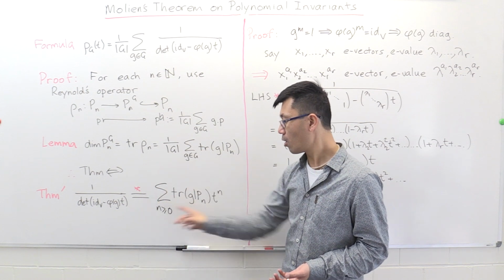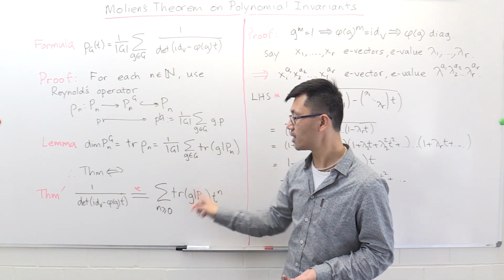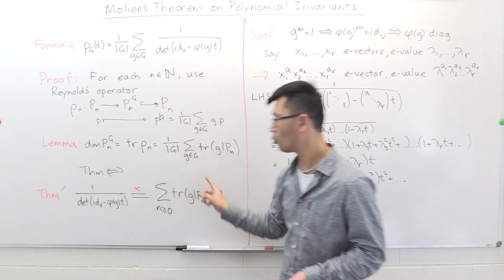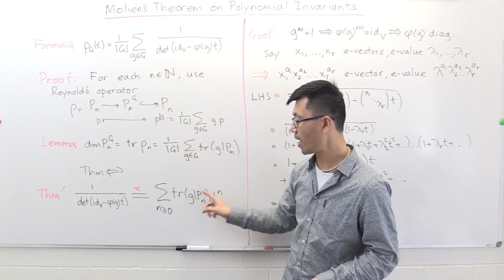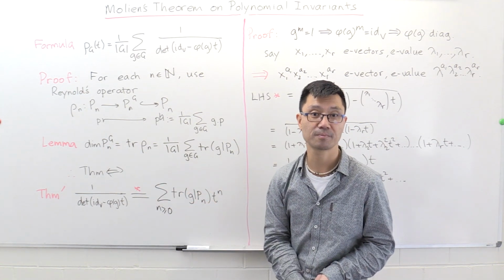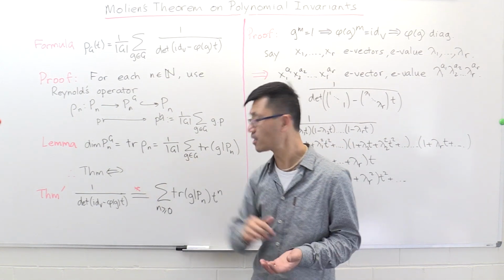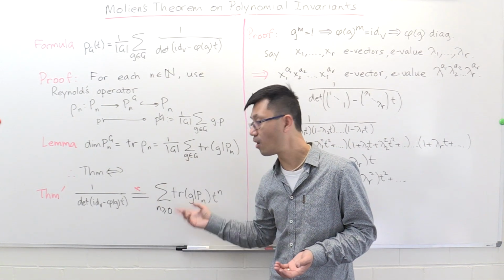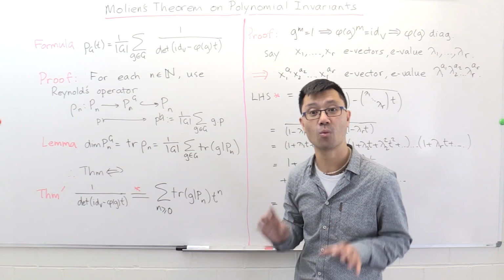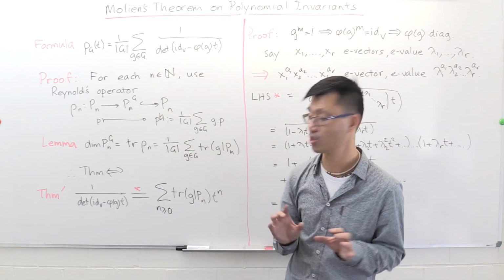So the coefficient of t to the n is, instead of using this dimension, we'll replace it by the trace of this g acting on Pn, like that. Let's prove this new version of the theorem, and it's quite easy to see how that works. It's just a simple calculation.